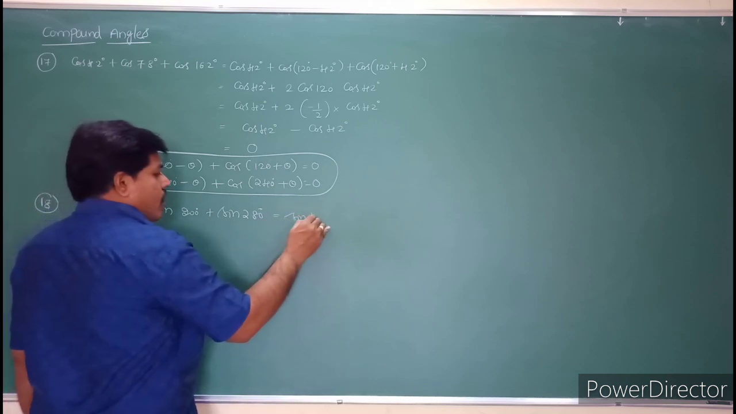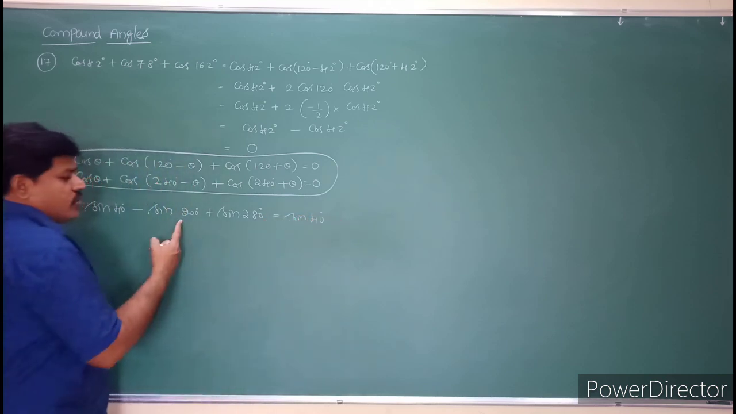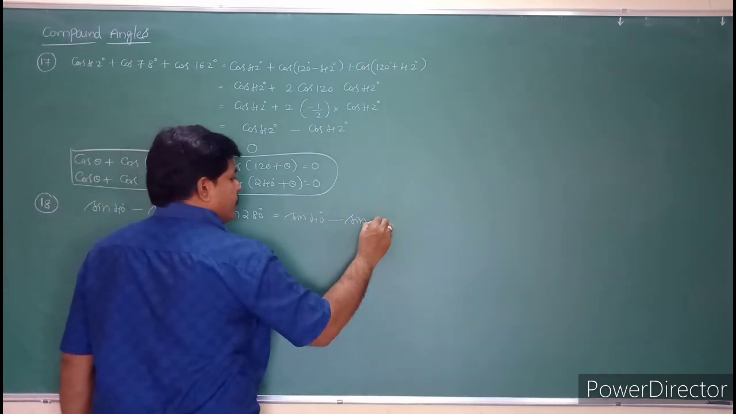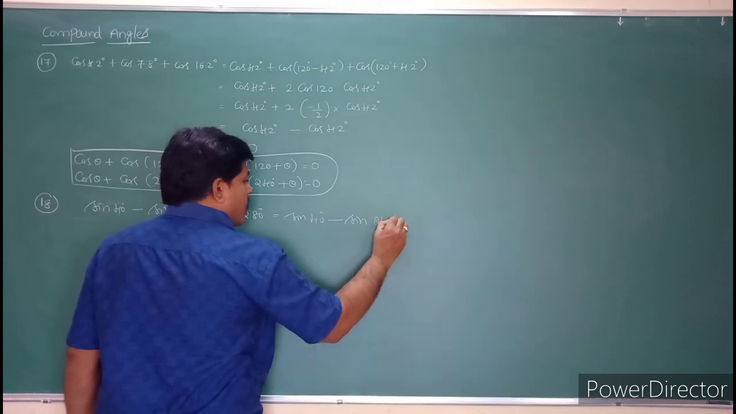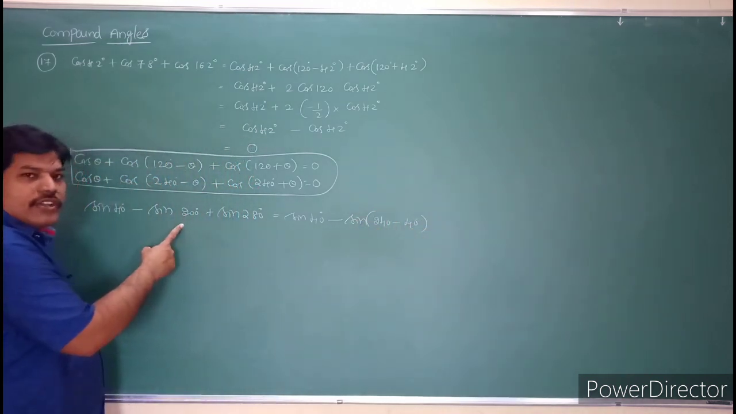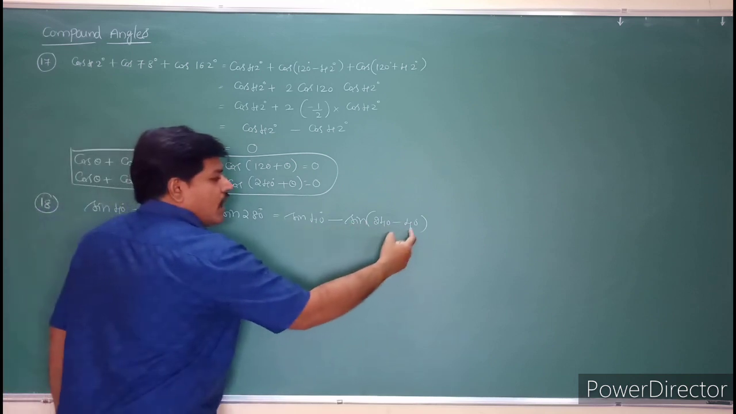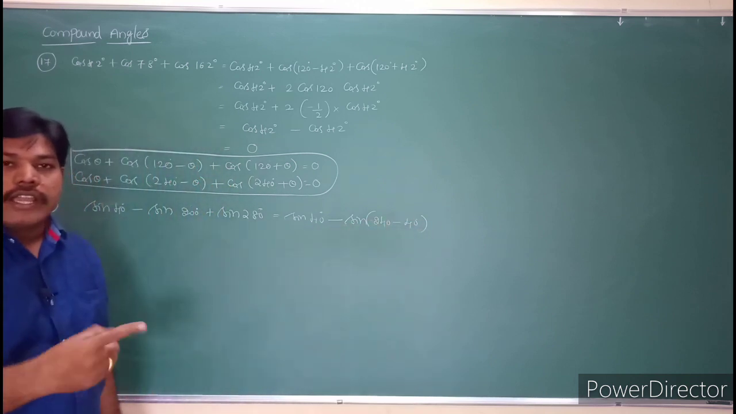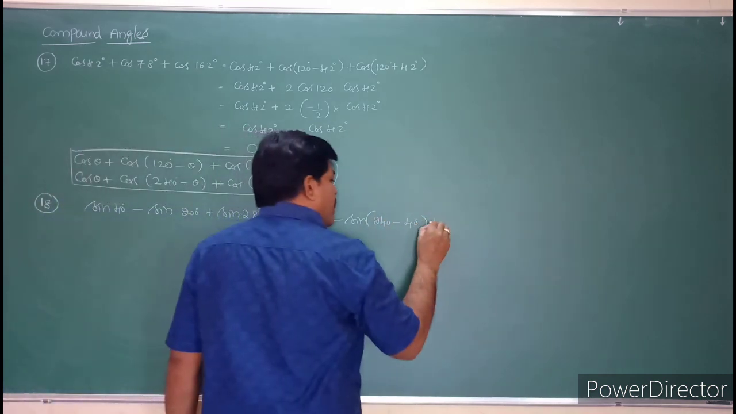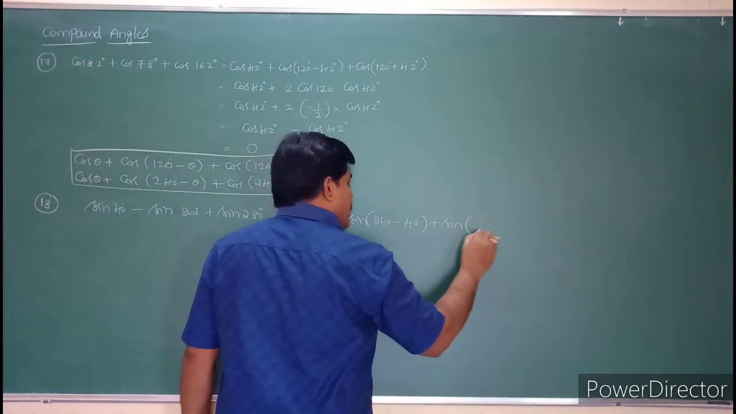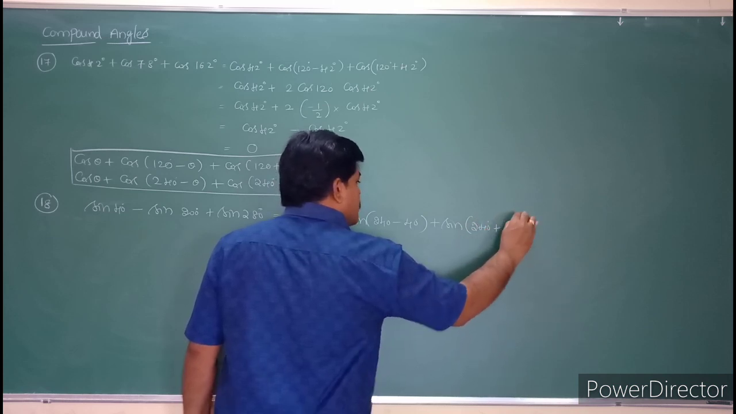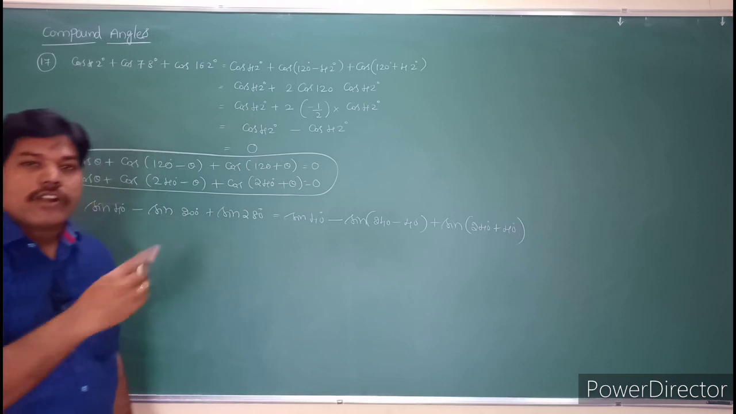Sine 40 degrees, sine 200. So this can be written as sine of 240 minus 40 degrees. This 200 you can write as 240 minus 40, and this 280 degrees we can write as sine of 240 plus 40 degrees.